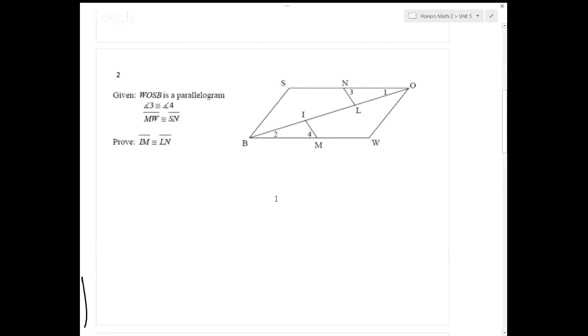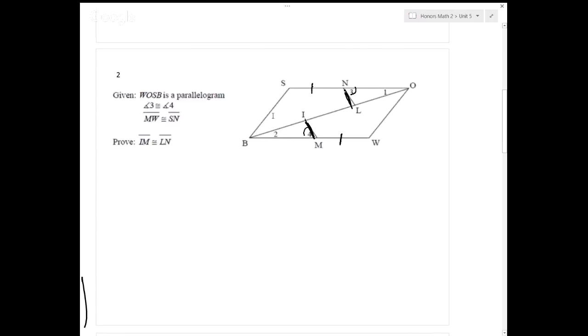In the second one, we have again a parallelogram. We have angle 3 and 4 are congruent. We have MW and SN are congruent. And we need to get to this IM and NL, which is here and here. So what's going to help us here is we're going to show that we have these two small triangles, IBM right here and NOL right here. We're going to show those are congruent, and that's the key part we need to get to.